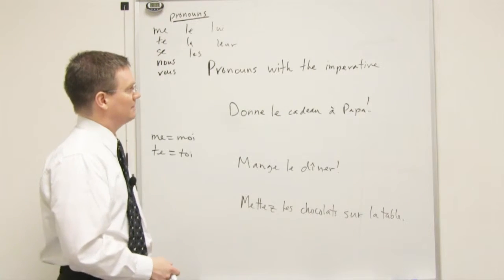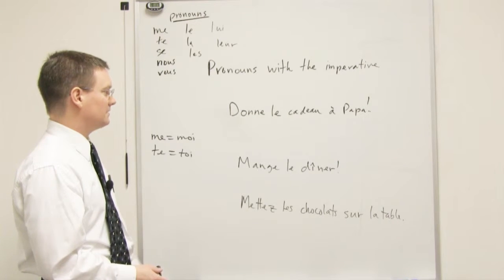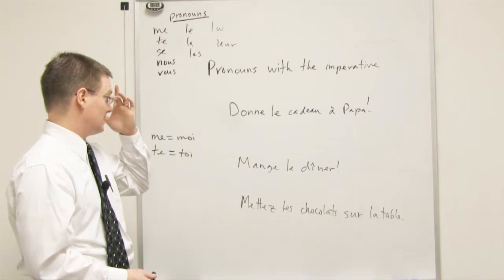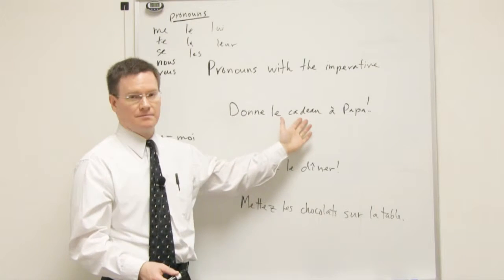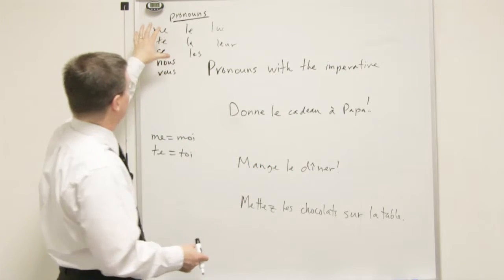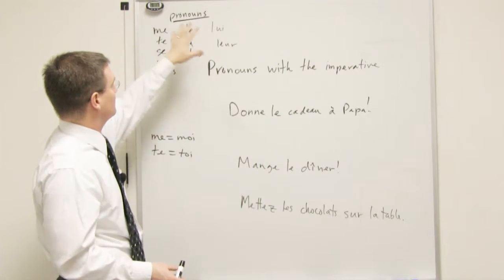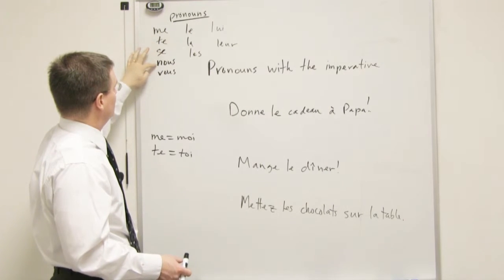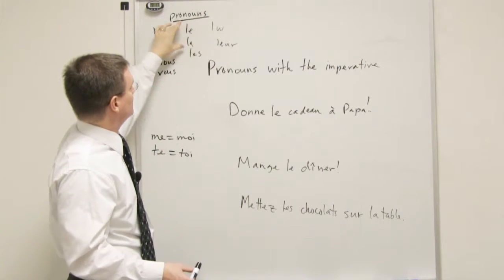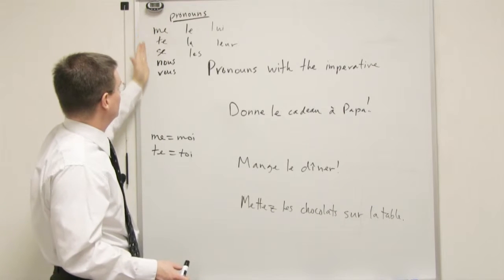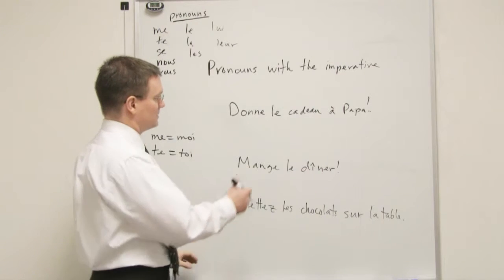So let's talk about the imperative here. Here are some imperative phrases. I'd like to talk about how the imperative is used with object pronouns. Here are some object pronouns we've learned: me, te, se, nous, vous, le, la, les, lui, et leur. These are direct, these are indirect, and these can be either direct or indirect. So let's look and see how they're used.